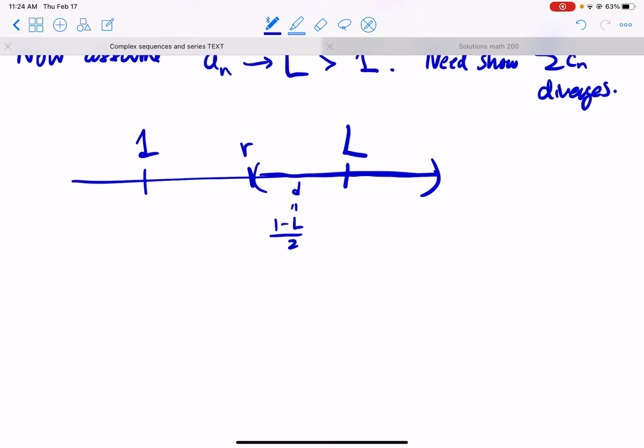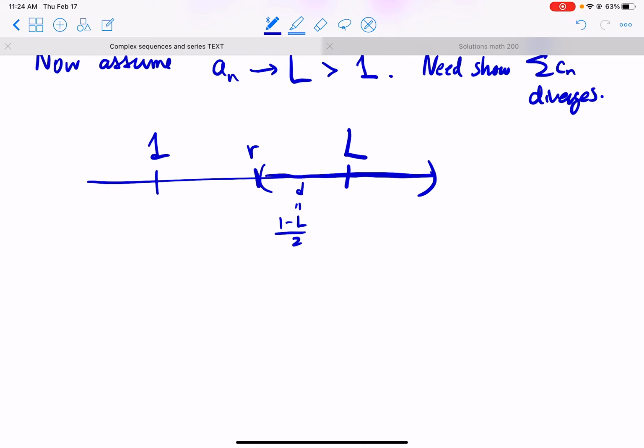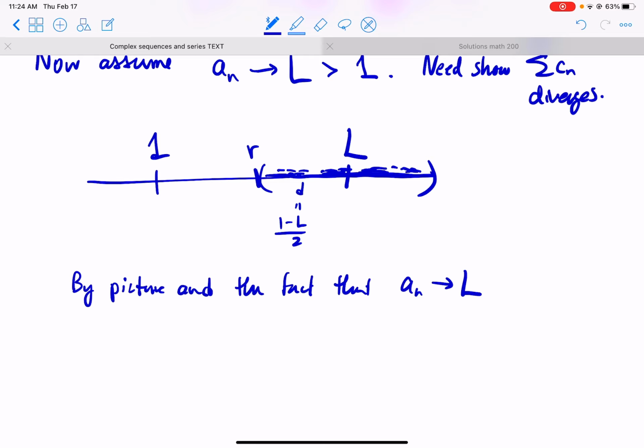Okay, now, by this same picture and the fact that the a sub n's converge to L, which is over here, then we know that we can put all the a sub n's inside here somewhere. They're all inside there after a certain cutoff. There exists a cutoff such that all the a sub n's are greater than or equal to r. Here's r. All the a sub n's are in here, so they're clearly greater than or equal to r.